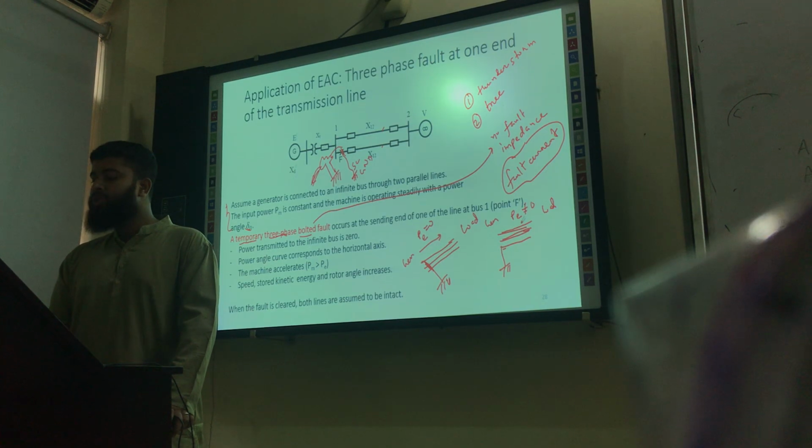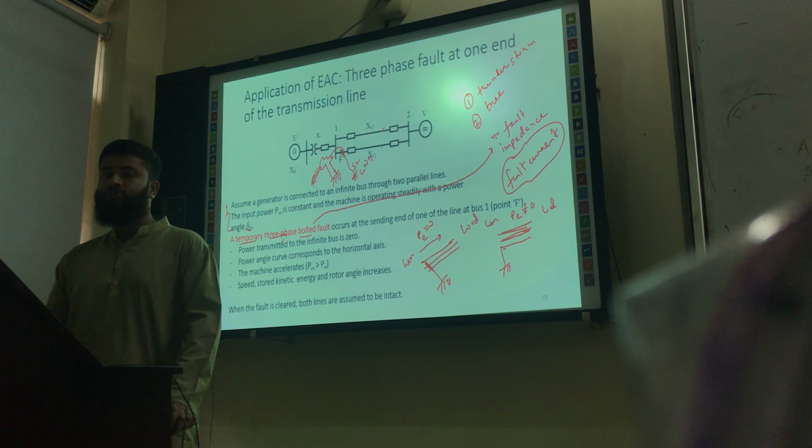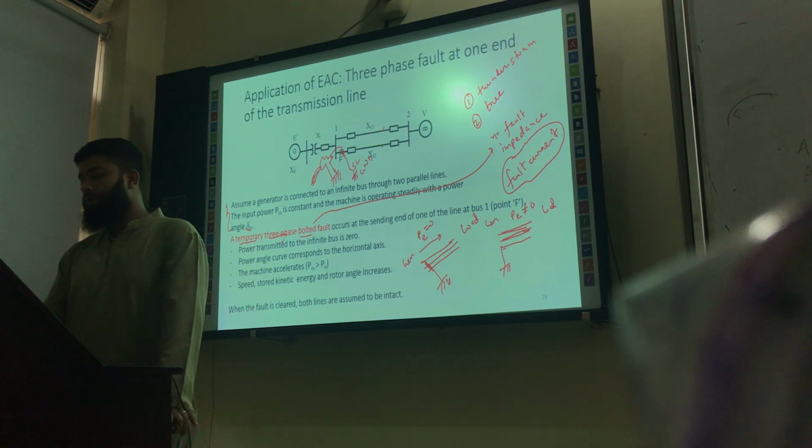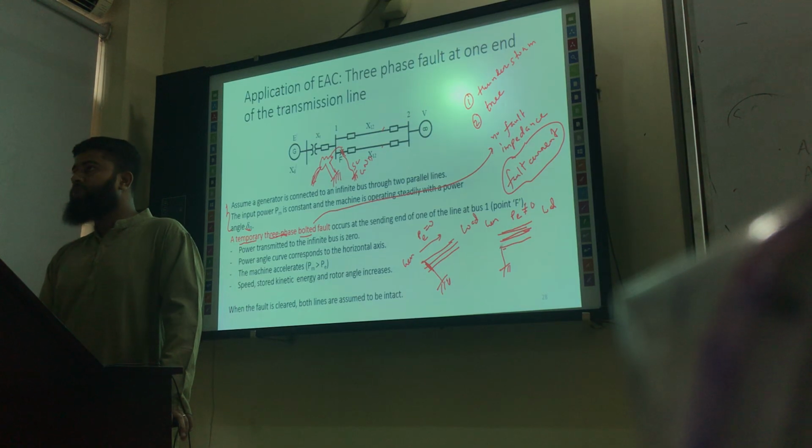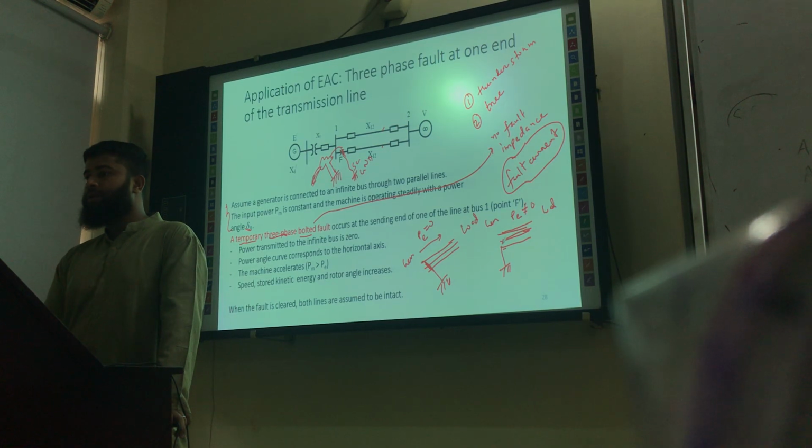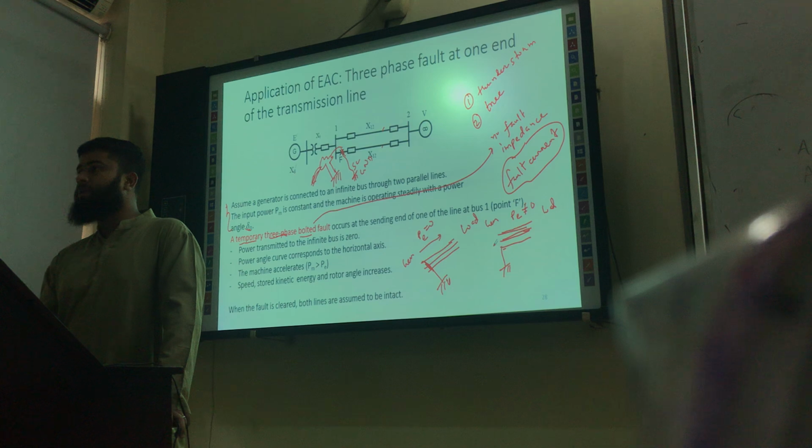Okay. So which one is the most severe one? The three-phase fault is the most severe. That's why again with the three-phase we are actually considering the most severe type of fault. We can take the single line to ground fault or double line to ground fault. That will be less severe. But considering this three-phase fault, we are actually dealing with the most severe type of fault.